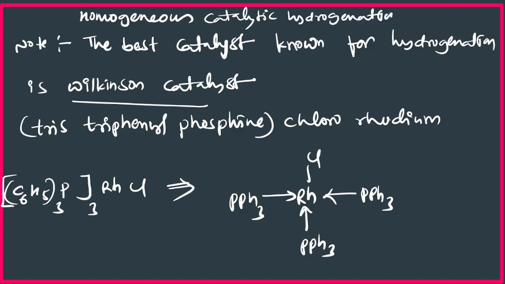What do we mean by a homogeneous catalyst? A homogeneous catalyst means the reactant and the catalyst have the same physical state. When the reactant and catalyst have the same physical state, it is a homogeneous catalytic reaction.